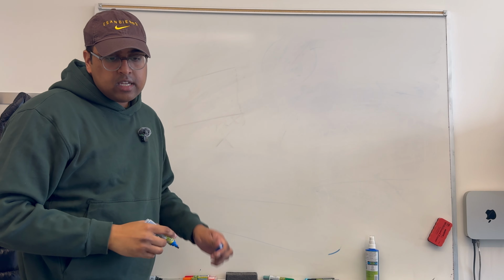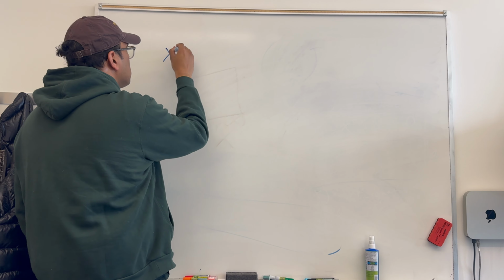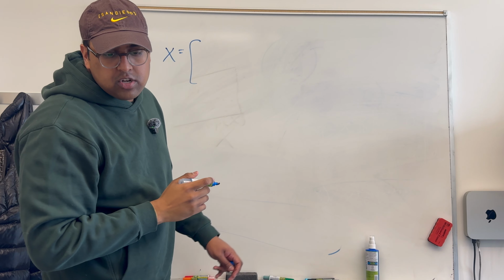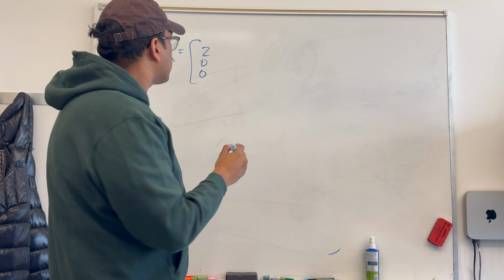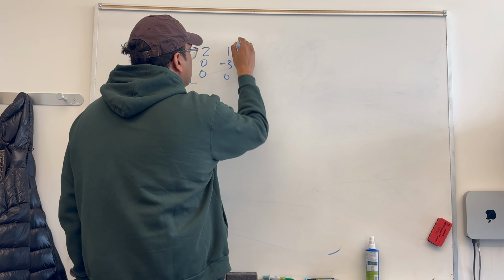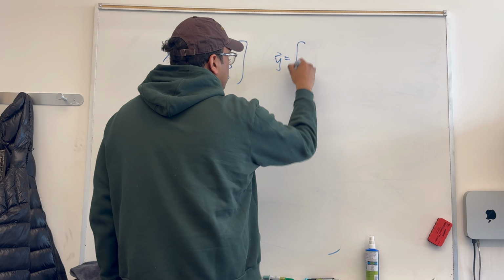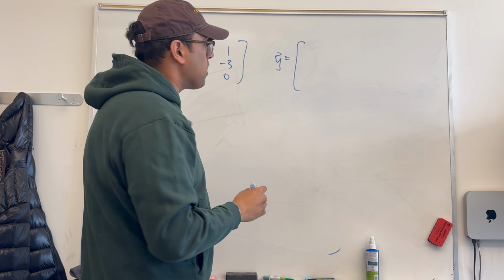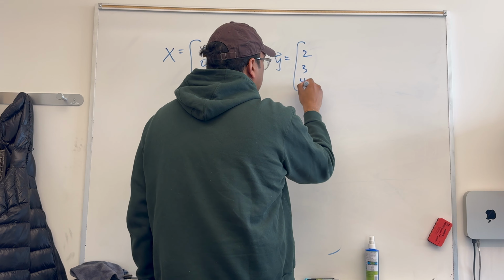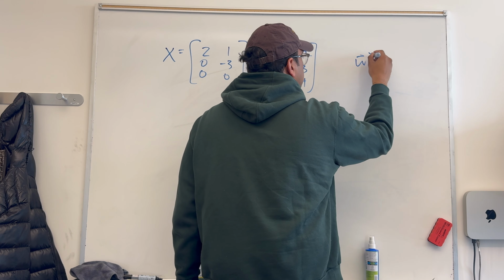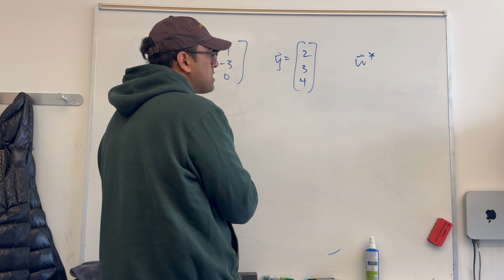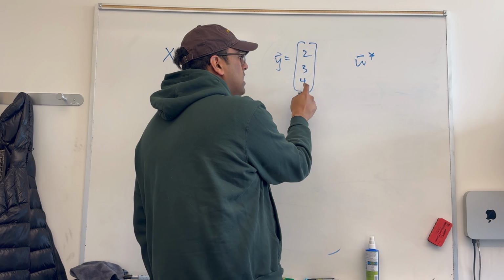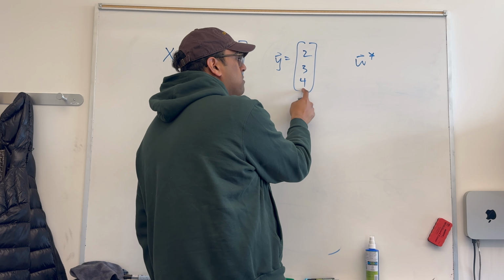So in part A, we're told that X is the matrix 2, 0, 0, 1, negative 3, 0. And Y is the vector 2, 3, 4. And our goals are to find W star, that is the optimal amounts to take of X, the first column of X and the second column of X, in a linear combination that gets as close to Y as possible.